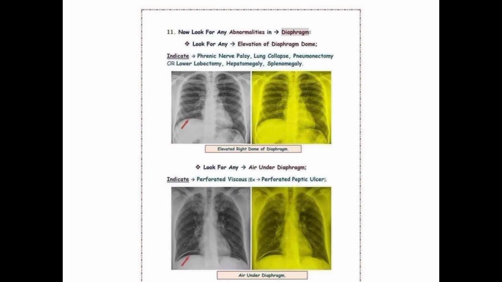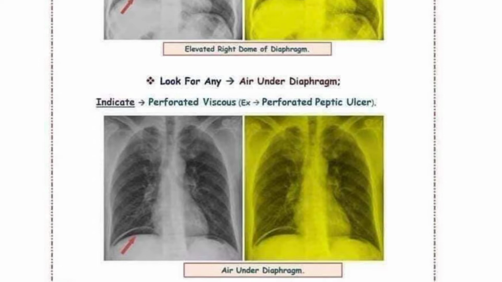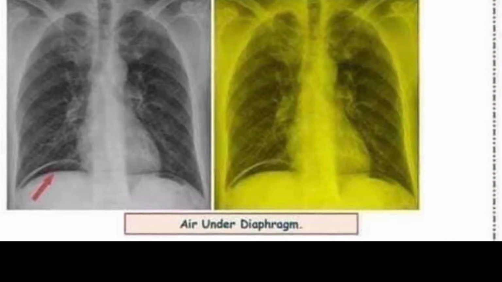Now look for any abnormalities in the diaphragm. Look for any elevation of the diaphragm dome, which indicates phrenic nerve palsy, lung collapse, pneumonectomy or lobectomy, hepatomegaly, and splenomegaly. And when there is air under the diaphragm, it indicates perforated intestine or viscus, or peptic ulcer. This X-ray clearly shows air under the diaphragm.